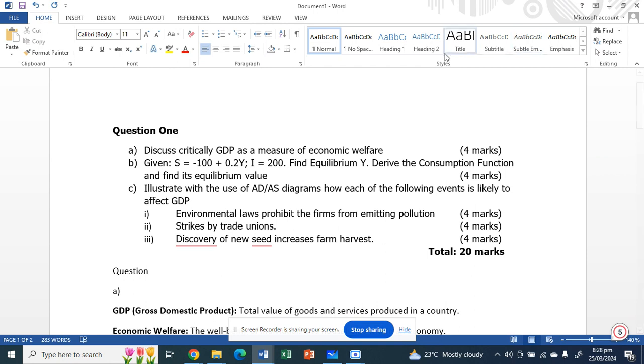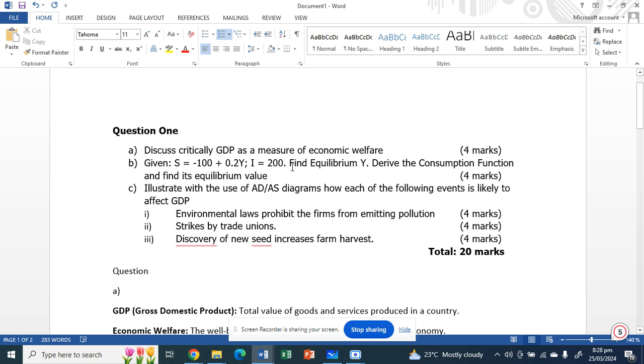Given that S represents the savings function. It's showing the relationship between saving and your income. So S equals negative 100 plus 0.2y. I equals 200, where I represents investment. This 200 represents the investment that has been done within a nation. It can be 200 million, 200 billion.